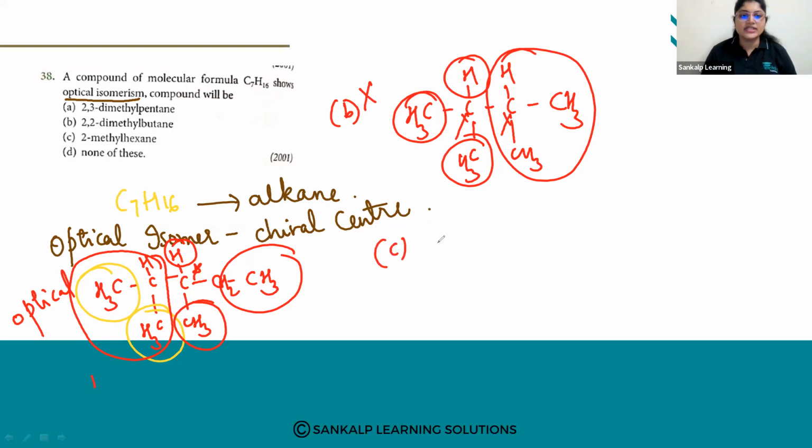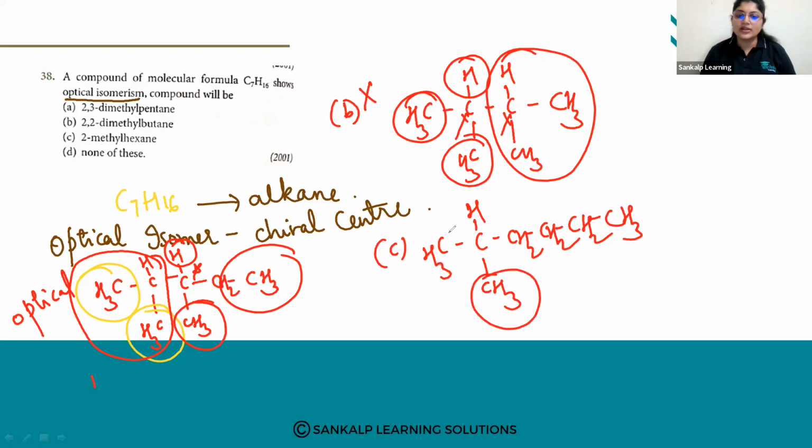Then option C we will see. 2-methylhexane means 1, 2, 3, 4, 5 and 6. With 2-methyl, here it will be CH3, then this will be CH3, then CH, CH2, CH2, CH2, and CH3. So this is one carbon, two carbon. These are similar, so this is not a chiral center. So this is also wrong.